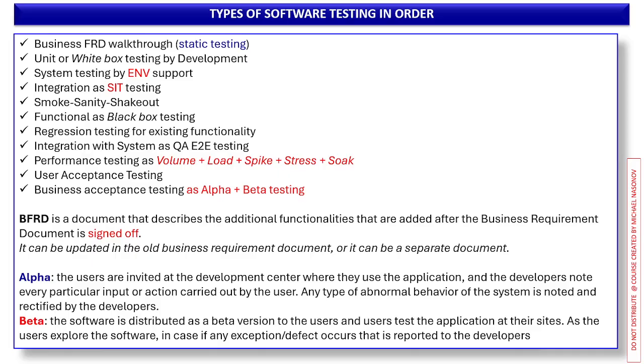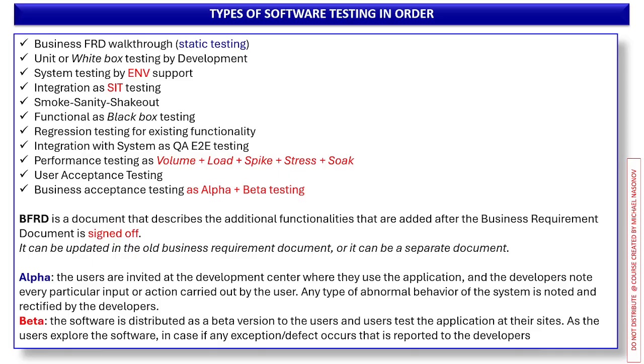After all this is done, you're ready to run, or a separate team might be running, performance testing. It's optional: volume, load, spike, which is a peak, stress, and things like memory leakage testing. After all this is done, user acceptance testing comes into play. User acceptance testing ends with business acceptance testing. It could be mutual, as alpha and beta testing phases.